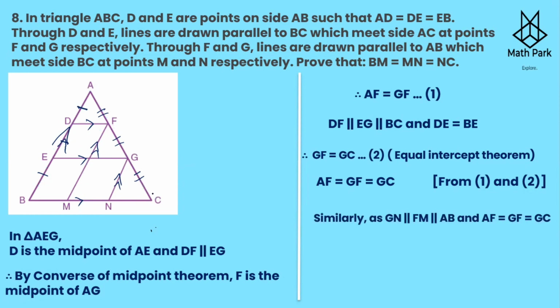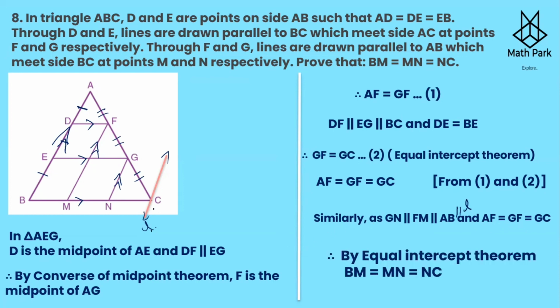So, let us have one more line parallel over here at C. Let us draw a line parallel at C. Let us say line L is parallel over here. So we have GN is parallel to FN is parallel to AB is parallel to, let us say, line L. And you have AF is equal to GF is equal to GC. Therefore, by equal intercept theorem, we get BM is equal to MN is equal to MC. Got it?